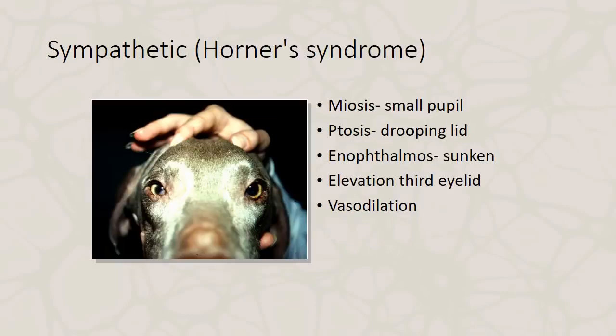When it comes to Horner syndrome, as we talked about earlier, it's loss of sympathetic tone to the eye, and it results in miosis or small pupil, ptosis, enophthalmos, elevation of the third eyelid, and it can also lead to vasodilation. And in the horse as well, you can end up with sweating too.